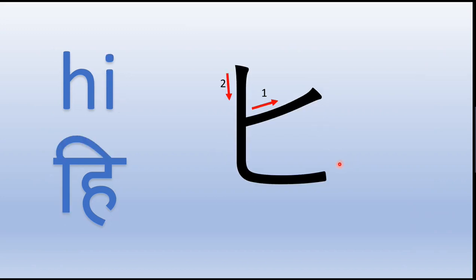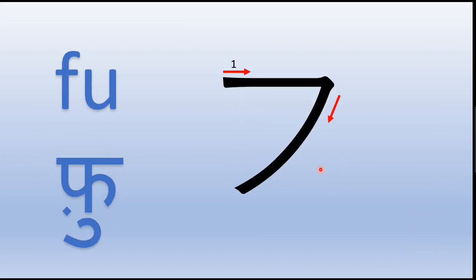The second one is he. Here this is important. We don't write this vertical stroke as the first stroke, but the first stroke is this one, and then the second stroke like this. This is he in katakana.